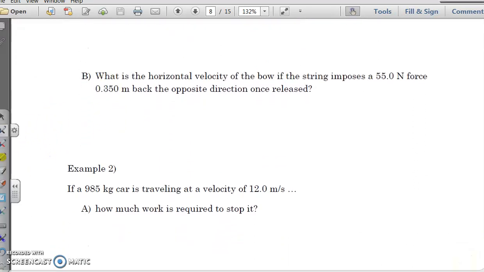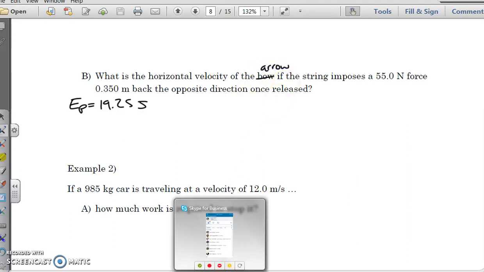So if we take a look at this fact that this now has a potential energy of 19.25 joules, we want to know what the horizontal velocity of the, that shouldn't say the bow, that should say the arrow, is if the string imposes a 55 newton force over 0.35 meters in the opposite direction once released.